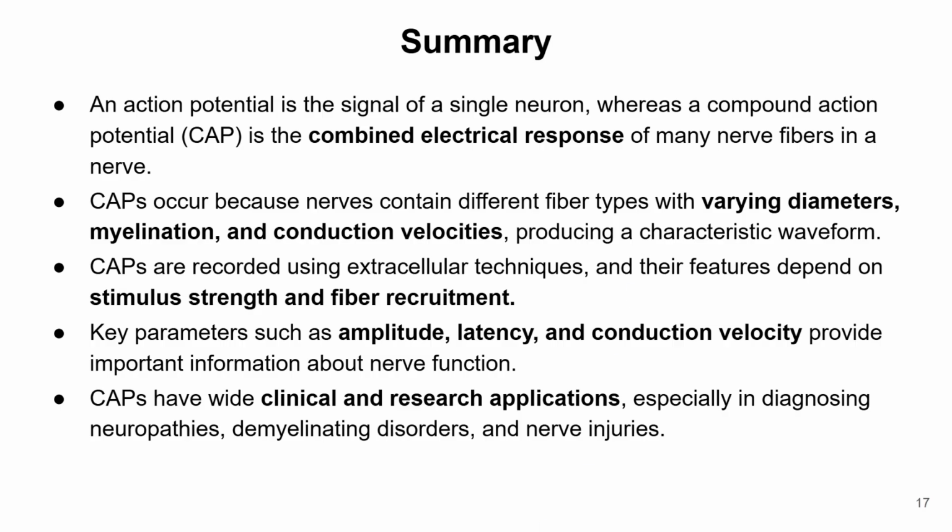An action potential represents the electrical signal of a single neuron, whereas a compound action potential is the combined electrical response of many nerve fibers within a nerve. Compound action potentials arise because nerves contain different types of fibers that vary in diameter, degree of myelination, and conduction velocity, resulting in a characteristic compound action potential waveform.